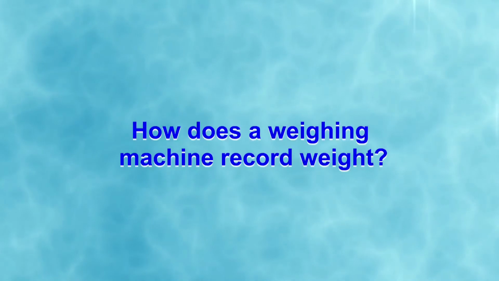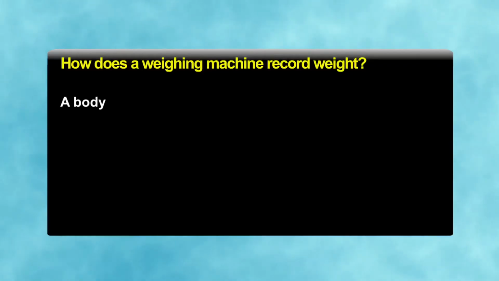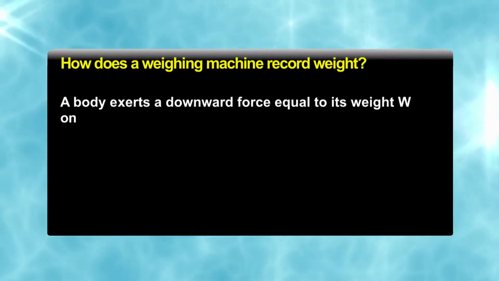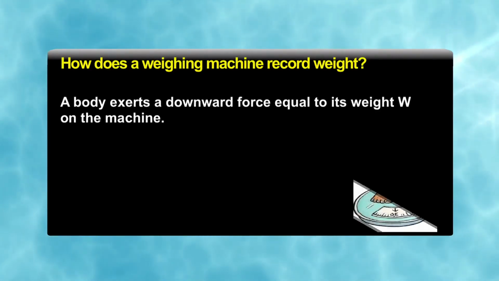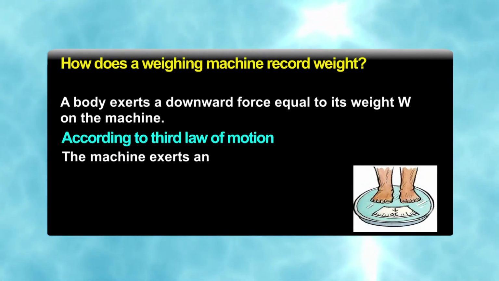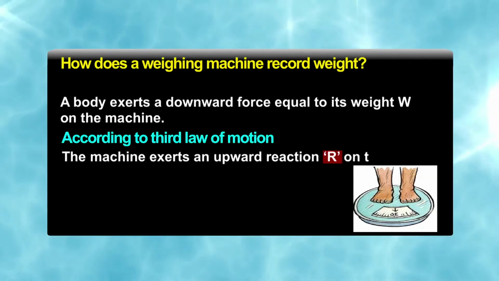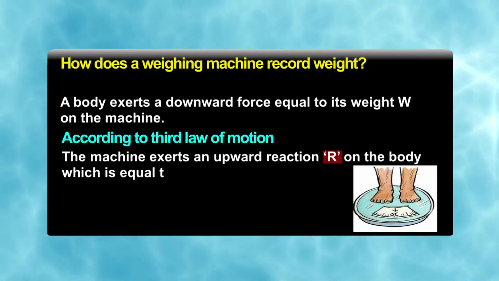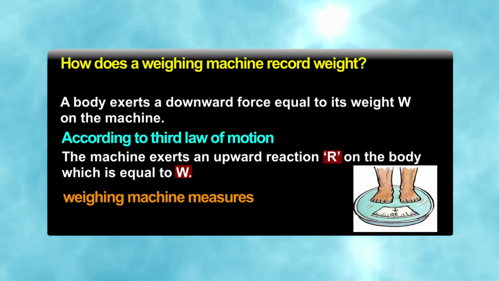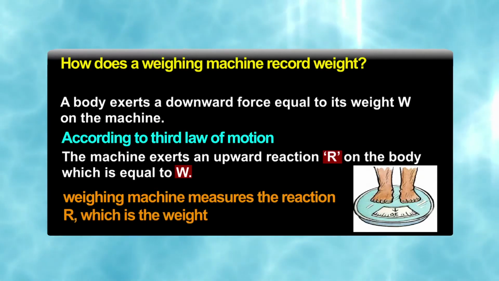How does a weighing machine record weight? A body exerts a downward force equal to its weight W on the machine. Now, according to the third law of motion, the machine exerts an upward reaction R on the body which is equal to W, the weight, and the weighing machine measures the reaction R, which is the weight of the body.